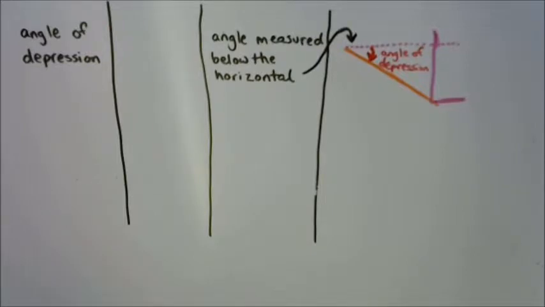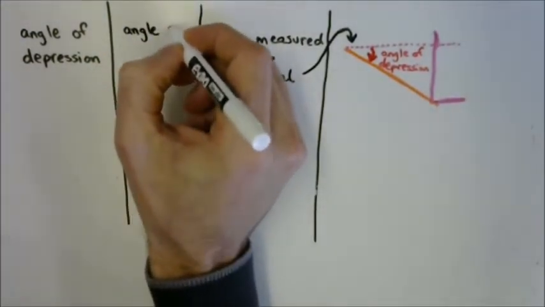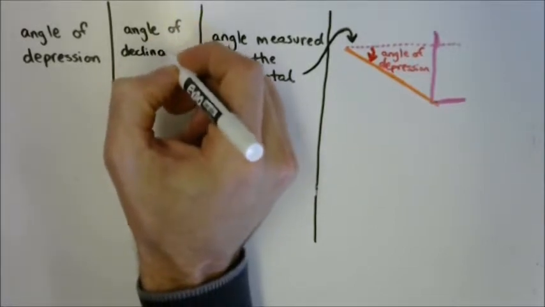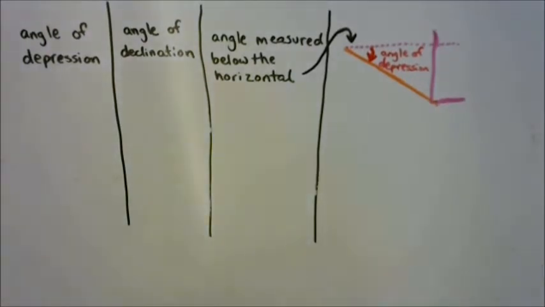Okay? It is also called the angle of declination. So in your also called box, it's the angle of declination. Do you see the base word in declination? Decline. It's going down. Good job.